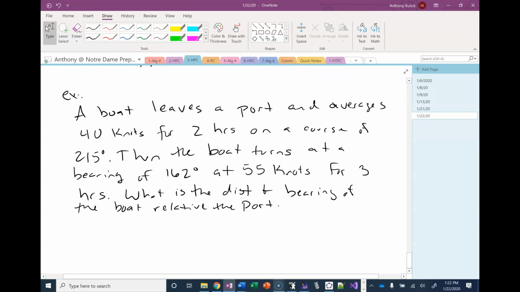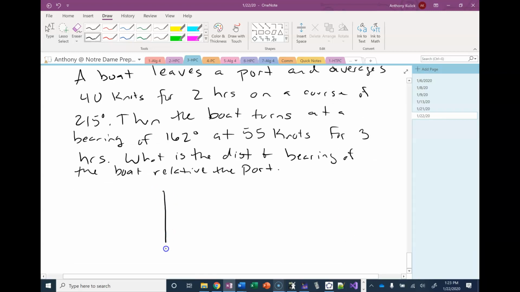So a boat leaves a port and averages 40 knots for 2 hours on a course of 215 degrees. Then the boat turns at a bearing of 162 degrees at 55 knots for 3 hours. What is the distance and bearing of the boat relative to the port? So, how many vectors are described in this problem? 2. 1 for each leg of the boat's journey.